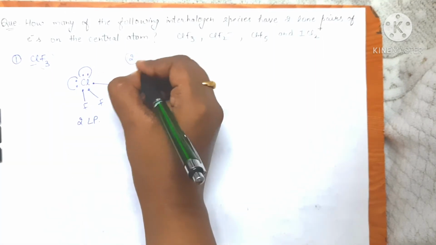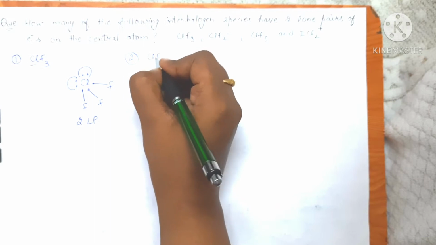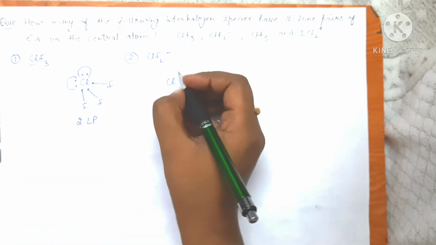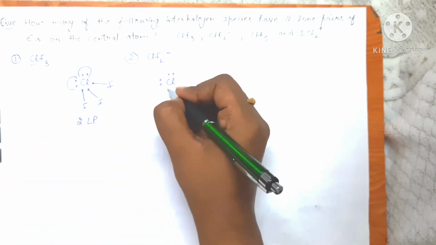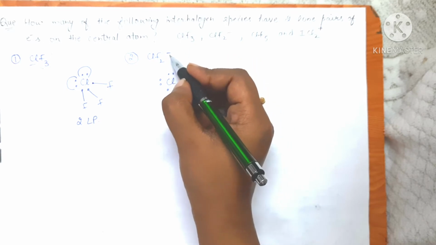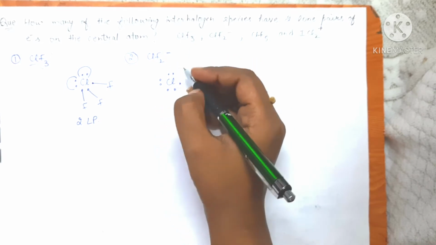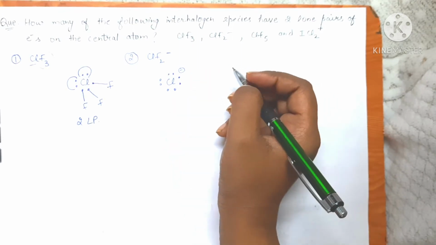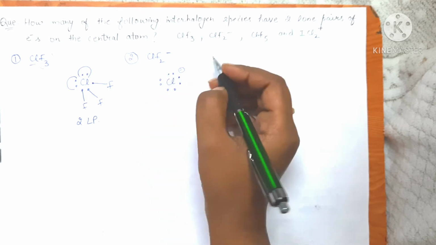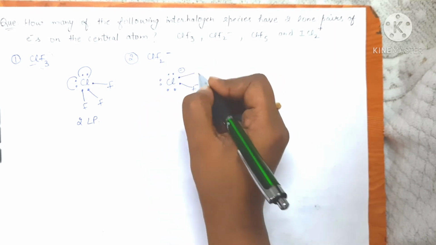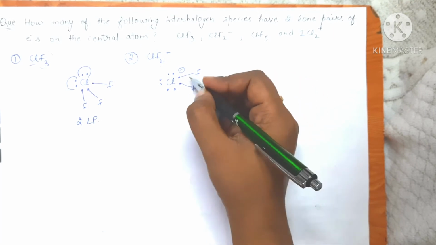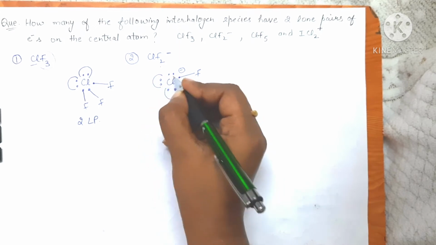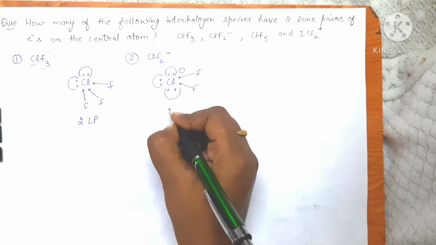Now moving on to the second molecule, which is ClF2 negative. Here also the central atom is Cl. It is a halogen, so it will have 7 electrons in the valence shell. Now if I consider this negative charge on this chlorine, what I have to do is introduce one electron and a negative charge. Now this chlorine is attached with two fluorines, so we'll attach two fluorines like this. Fluorine is again univalent, so it will be attached like this via a single bond. So now this molecule is having 3 lone pairs on the central atom.